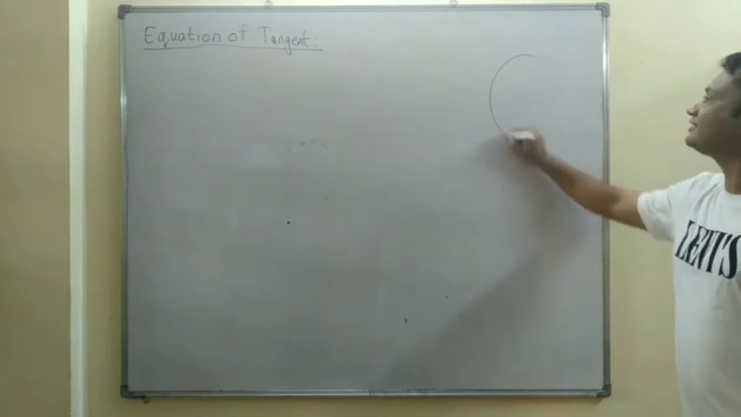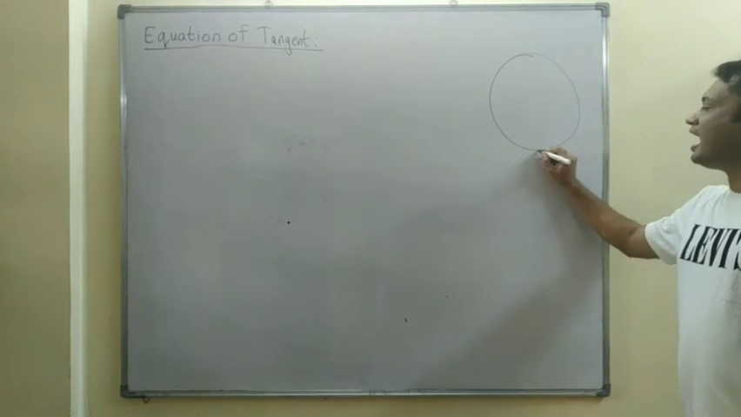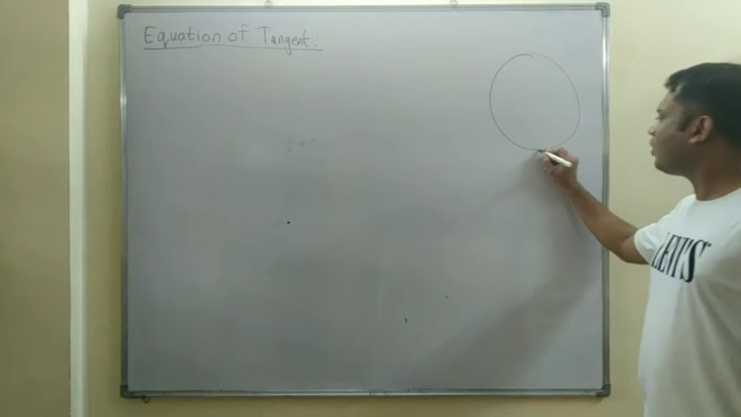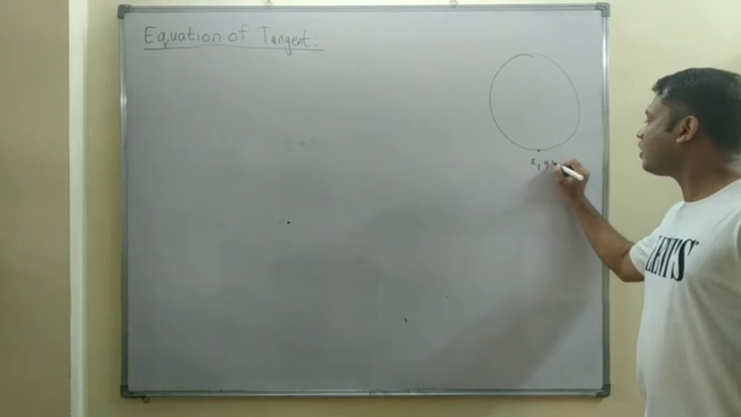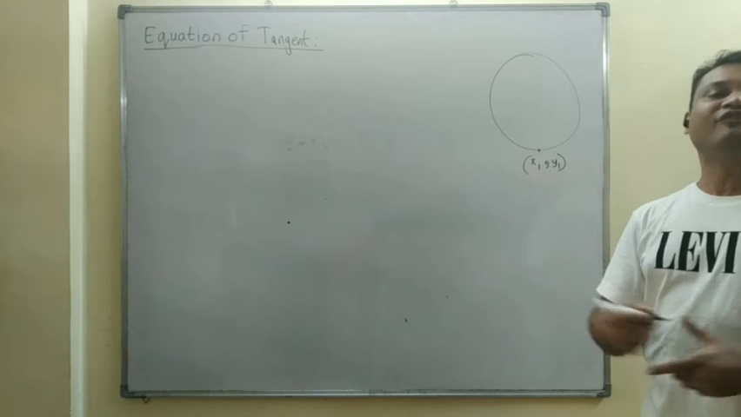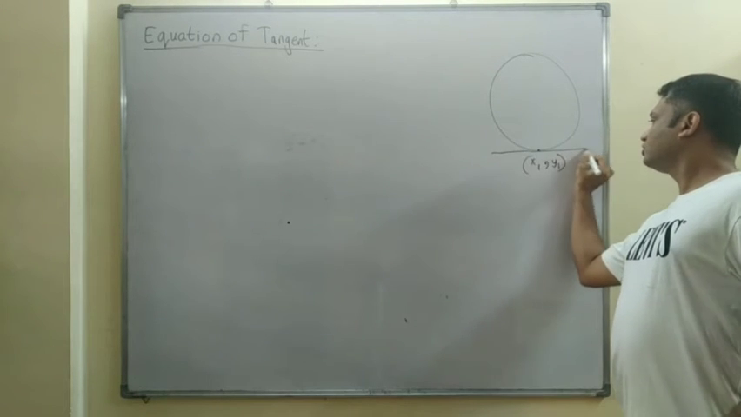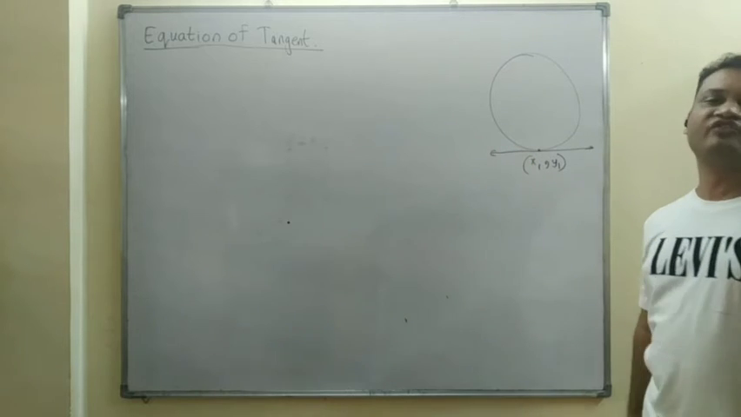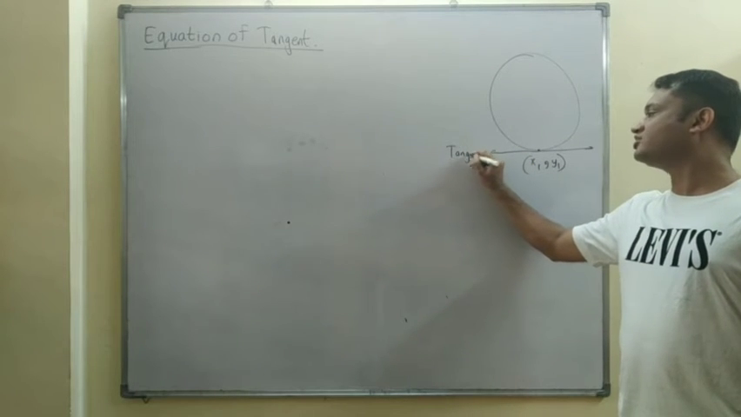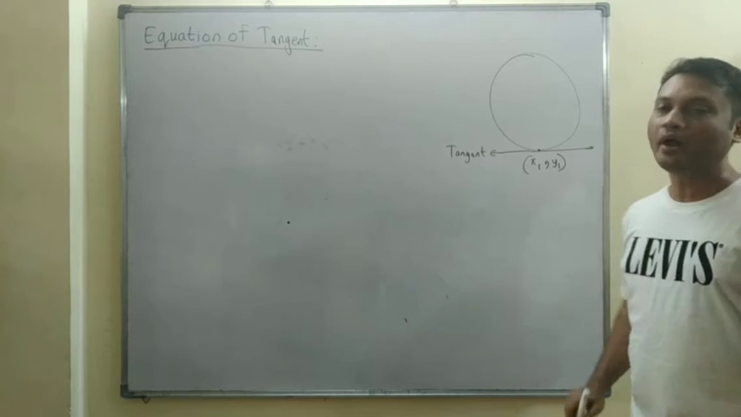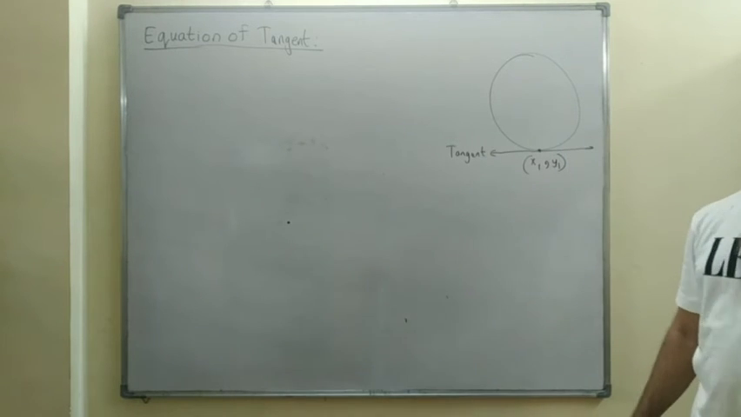So suppose we have this as a circle, and at this point, let us say some point on the circle (x1, y1), I want to find the equation of tangent. So suppose this is the tangent which we have. This is a tangent. Tangent cuts the circle in only one point. Let us say (x1, y1) is that point.